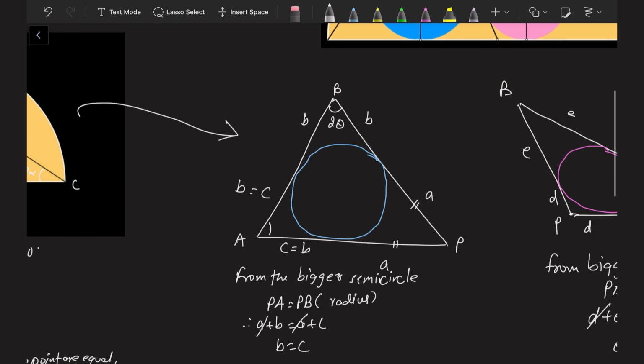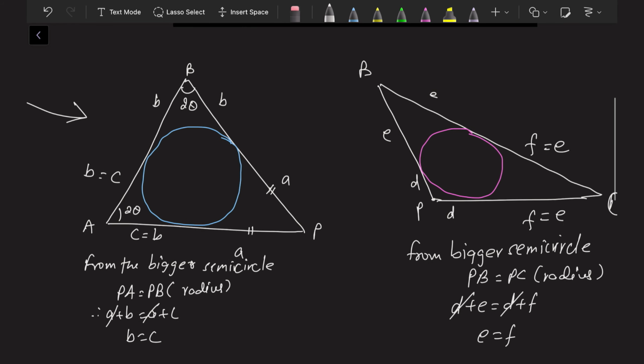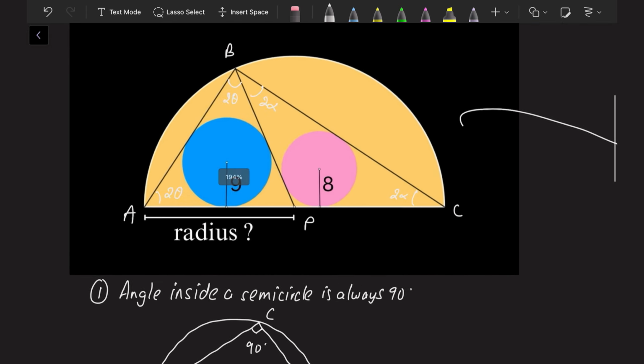This is equal to 2 theta, this is equal to 2 theta, and I am taking this one as 2 alpha and this one as 2 alpha. Okay, up till now all good. Now again looking back at the diagram.